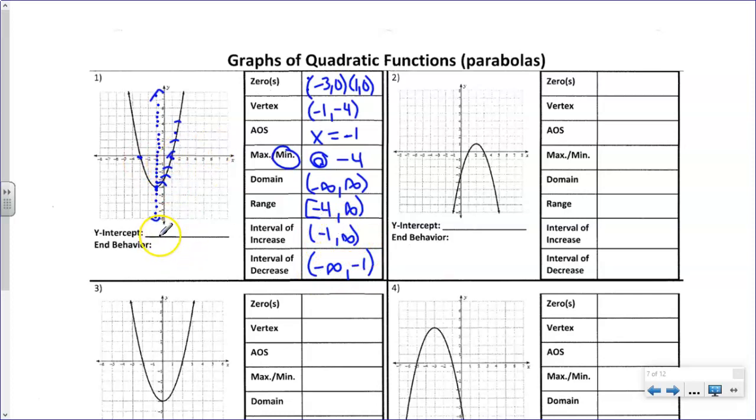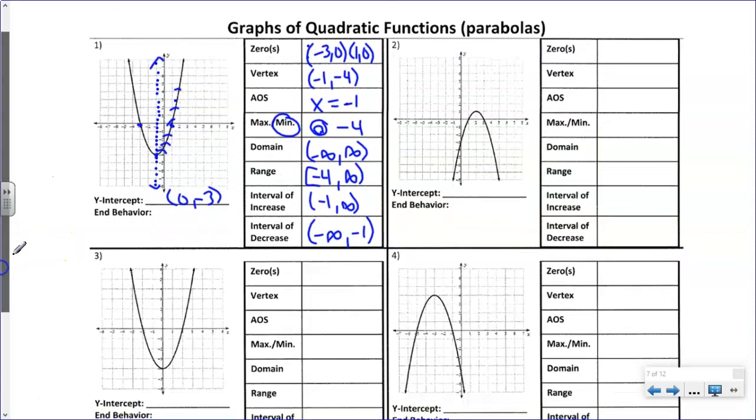My y-intercept is at 0, -3. Then our end behaviors, okay? So as x approaches negative infinity, so as x is going to negative infinity, is our y going up or down? So y is going to positive infinity. And then as x approaches positive infinity, these will always be the same. Then we just look at our y's. What is our y doing here? It's also going to positive infinity.